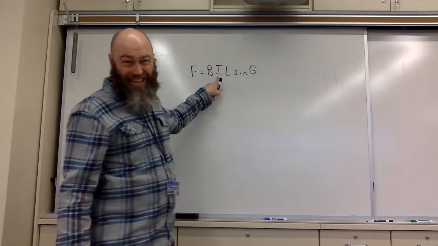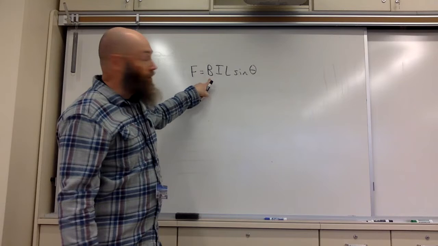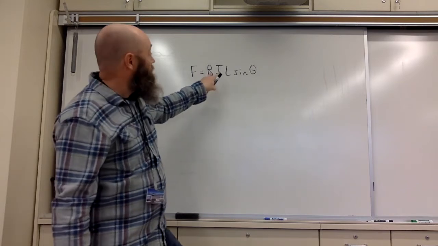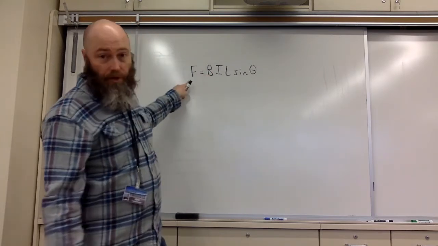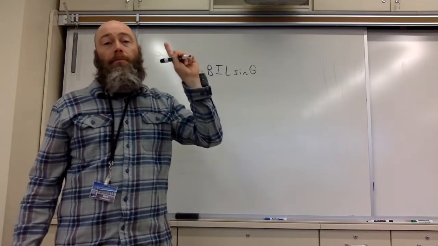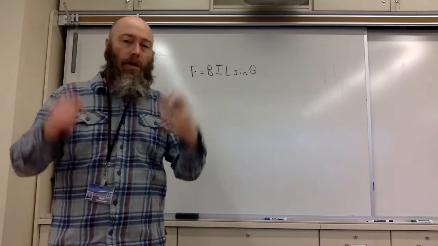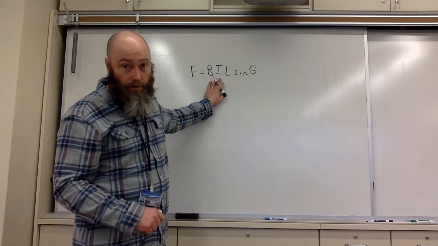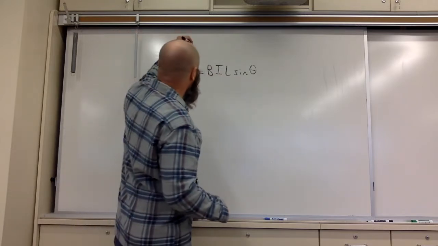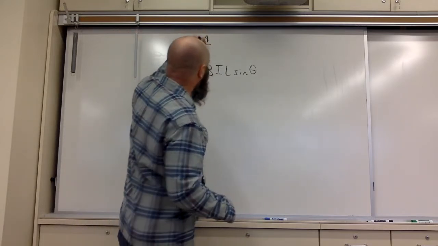We know a current-carrying wire has a magnetic field around it. We know a magnet has a magnetic field around it. When two magnetic fields interact, you get a force. But let's talk about what current actually is. If you remember, it's charge per time.